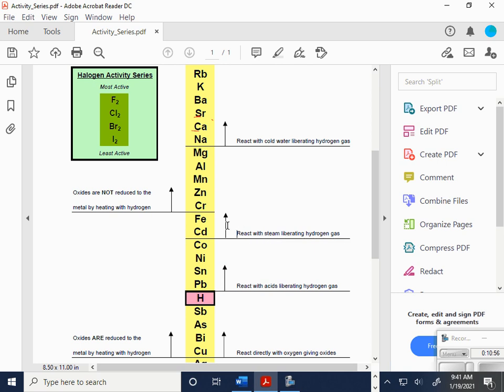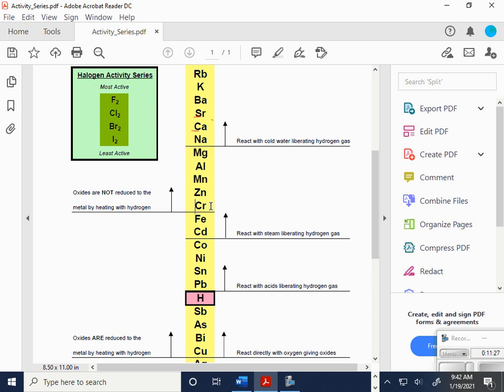So I look to see where chromium is. And here's chromium right here. Okay? Is chromium above that line that says it reacts with steam? Absolutely. If it were up here where sodium, calcium, strontium are, no, it wouldn't, because that has to be cold water. The steam would not count. But since chromium is down here, it reacts with steam, liberating hydrogen gas.